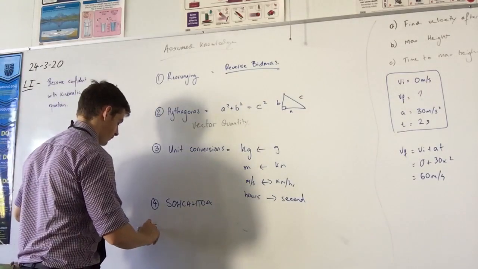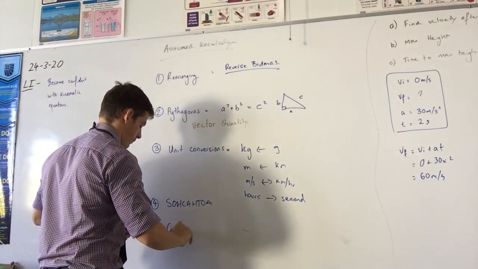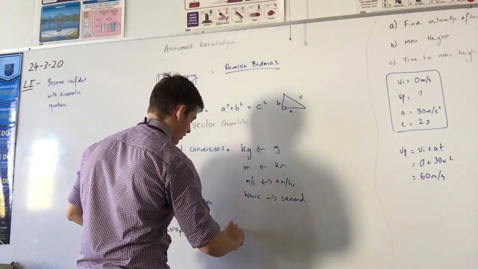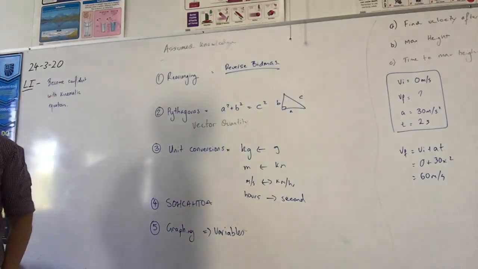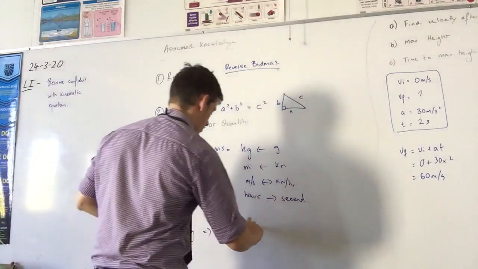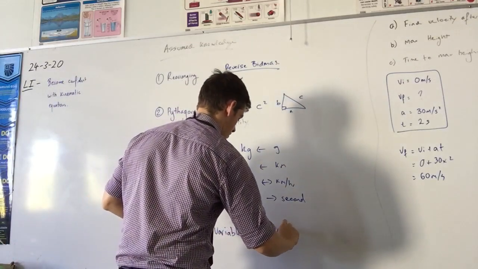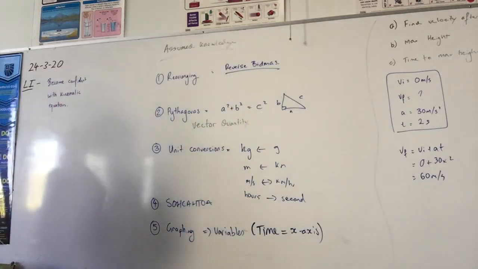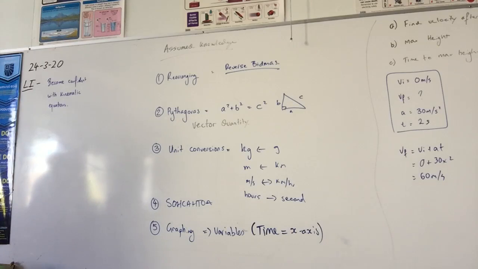Number 5. Graphing. I want you to know variables, so which one goes where. In this course, what's the most common variable we are dealing with? Time equals the x-axis. Why does it equal the x-axis? Because unless you're travelling at the speed of light, time's constant. Time is independent of everything. Clear?